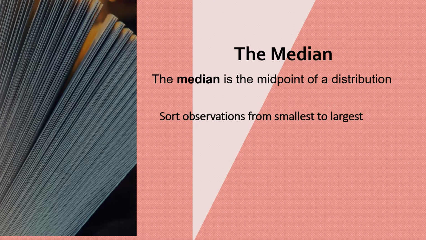The median is the midpoint of the distribution. When you find the midpoint, you have to always put the data in proper order, either ascending order or descending order. Then pick the middle term, and that will be the median.